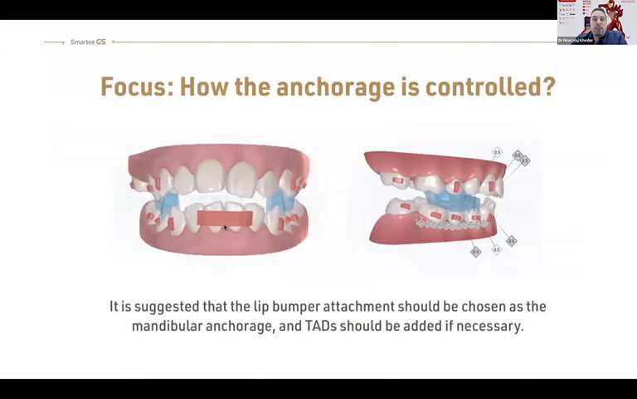One of the most important things while advancing the mandible is how we are going to control the anchorage. We can control the anchorage in two ways. The first one is the lip bumper, which can be seen here in red. The second way to control the anchorage is using TADs in the lower and attaching the TAD with elastics to the lower aligner.